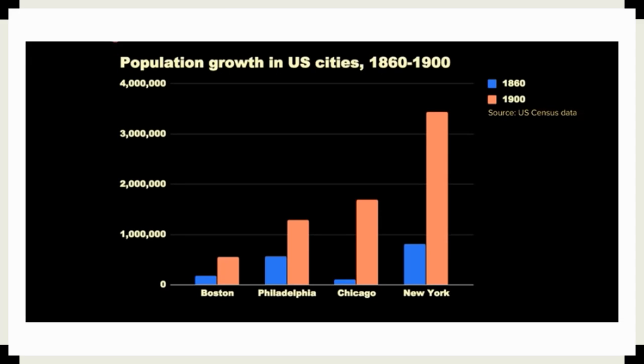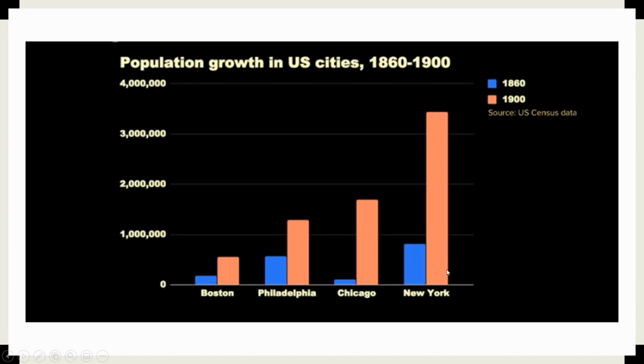So let's go ahead and look at a chart really quickly to show us exactly how much cities grew during this time. This chart is going to show us the population growth of 4 major U.S. cities from 1860 to 1900. The blue data is going to represent the population in 4 cities in 1860, just prior to the Civil War and just prior to industrialization. And then the red is going to show us the population in those same cities in 1900, so during industrialization.